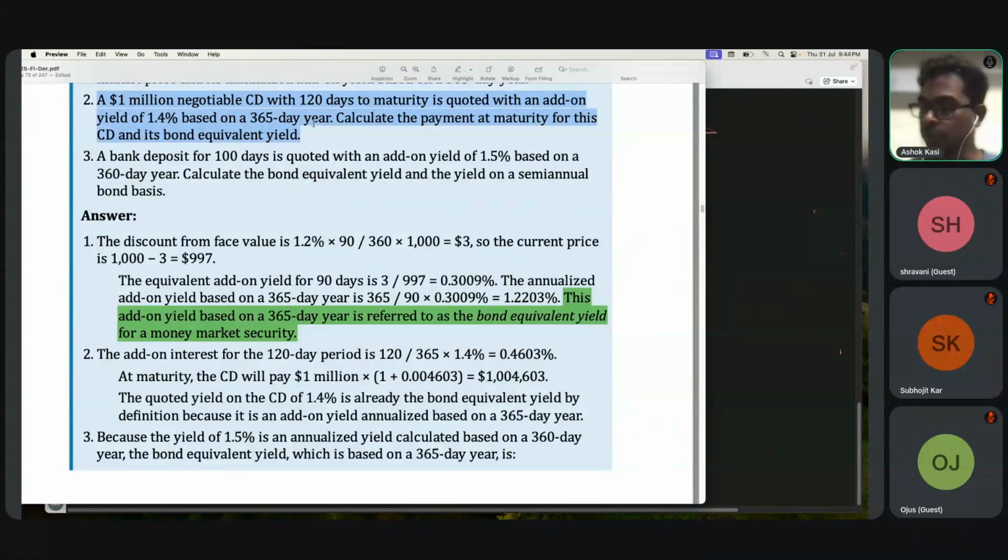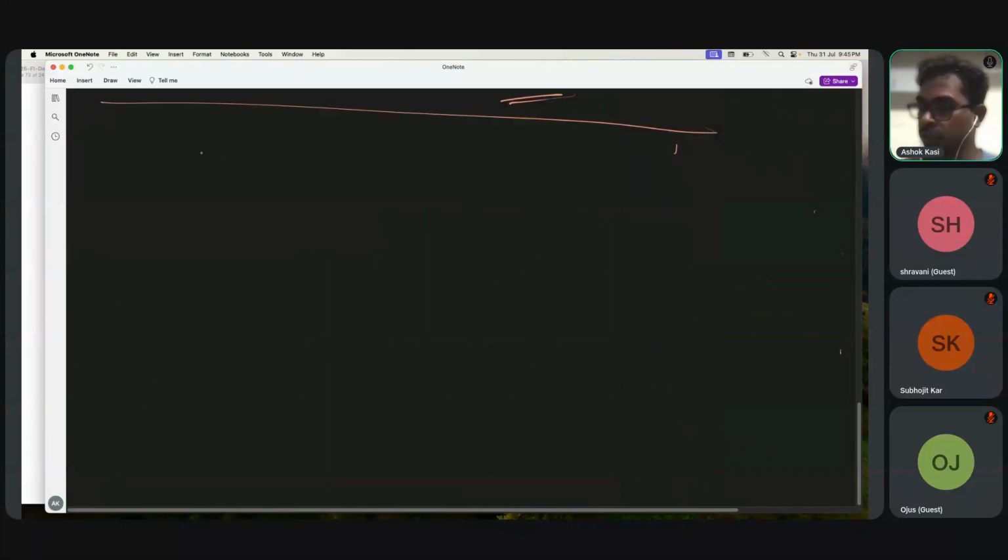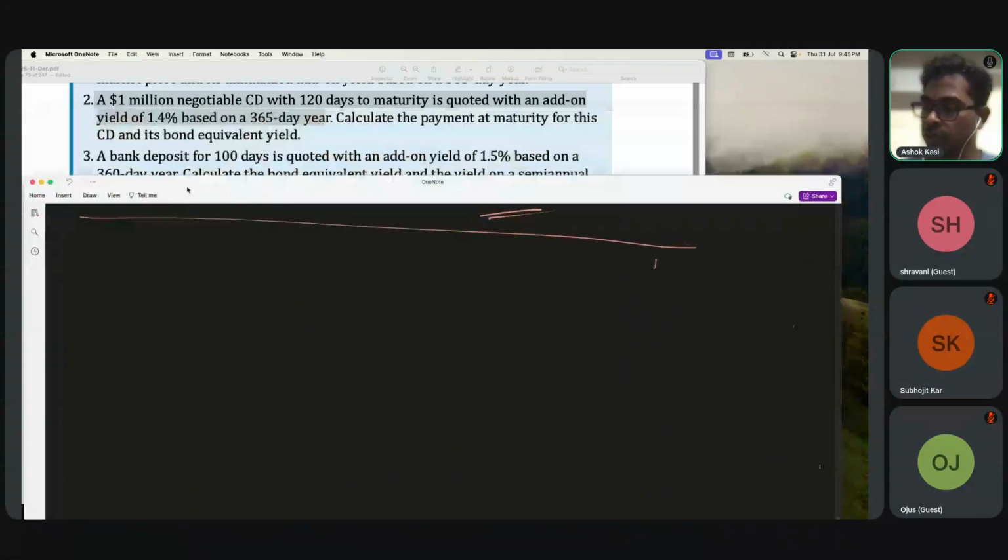Now next one, go through this question. A $1 million negotiable certificate of deposit with 120 days to maturity is quoted with an add-on yield of 1.4%, based on 365 days. Normally they will give all yearly basis only. Calculate the payment at maturity. The actual questions we will see later on. What we want to know is the proportional profit and holding period yield. So step one, calculate the proportional profit.